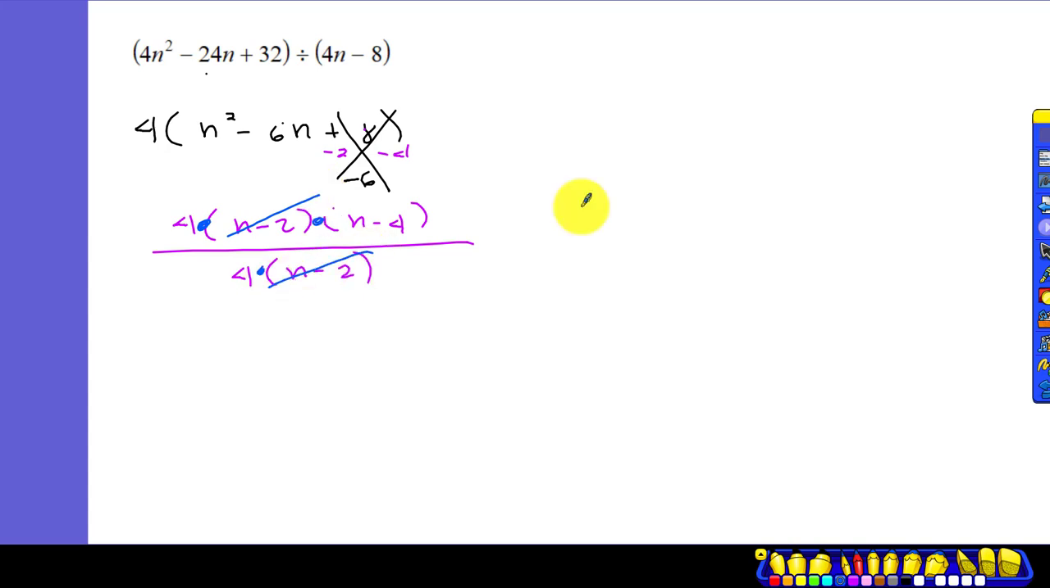Of course, again, you are going to see n should not be equal to positive 2, because we don't want your denominator to be equal to 0. What else can we cancel? 4. Cancel 4. So we are going to get n minus 4 as our final answer. Okay?